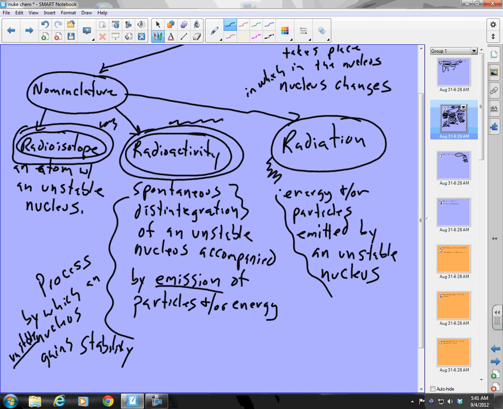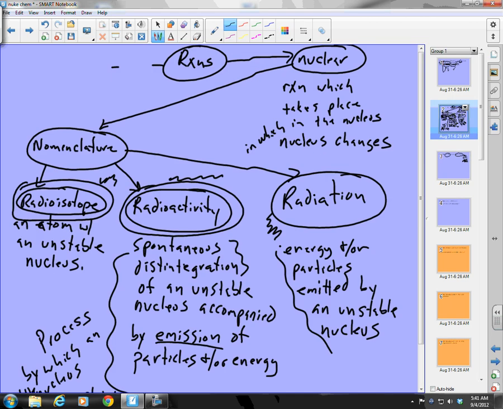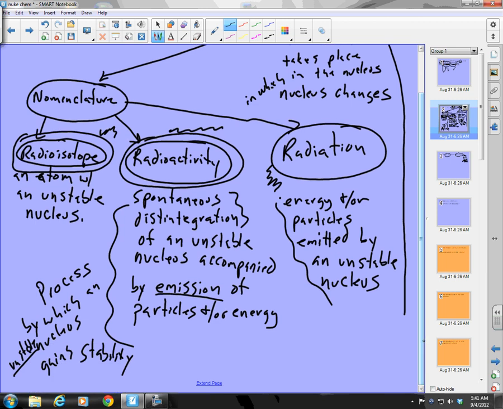Now, can we answer our question? Bismuth 209, is this a radioisotope? Well, how am I to know if it's radioactive? That's the question we're asking here. Does this have an unstable nucleus? How can I tell? Well, we need to come back and talk a little bit more. Let's go through this side here. Let's come up here and let's come down, and we're going to have to extend the page, aren't we? We need much more space.